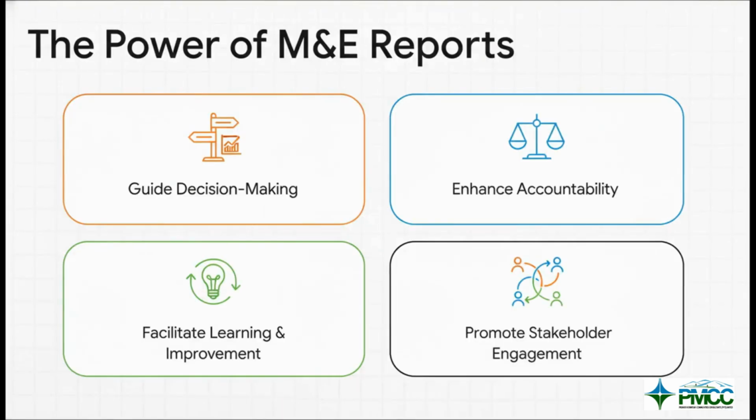I like to think of a good M&E report as having 4 superpowers. Seriously. First up, they guide our decision-making. Are we going to scale up a program? Do we need to pivot our strategy? The report gives us the hard evidence to make those calls. Second, they boost accountability. This is how we prove to our donors, our partners, and most importantly, the communities we work with, that we're delivering on our promises. Third, they are amazing learning tools. They show us what's working, what's not, and the big one, why. This is how we get better and better. And finally, they help us engage with our stakeholders, bringing everyone to the table as active partners.